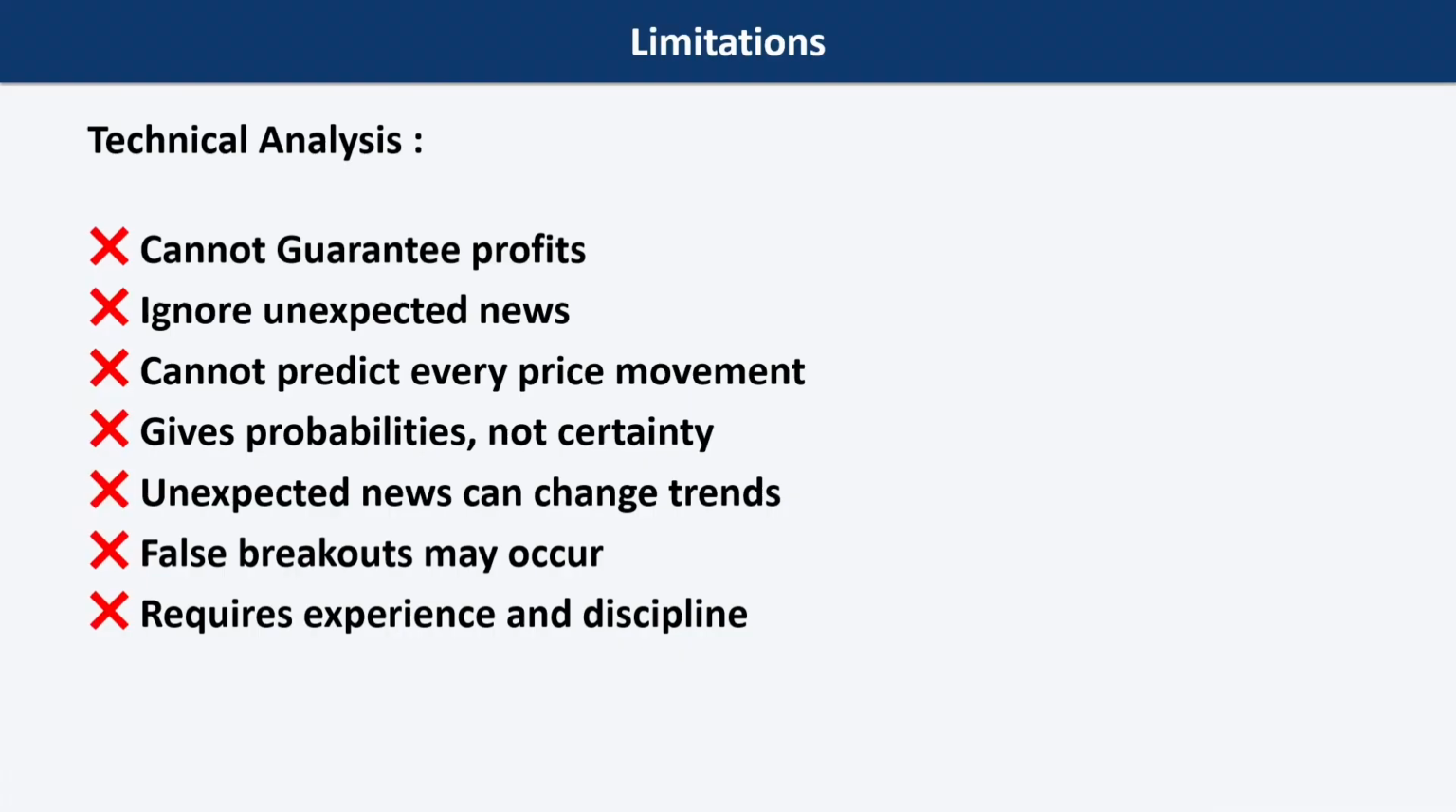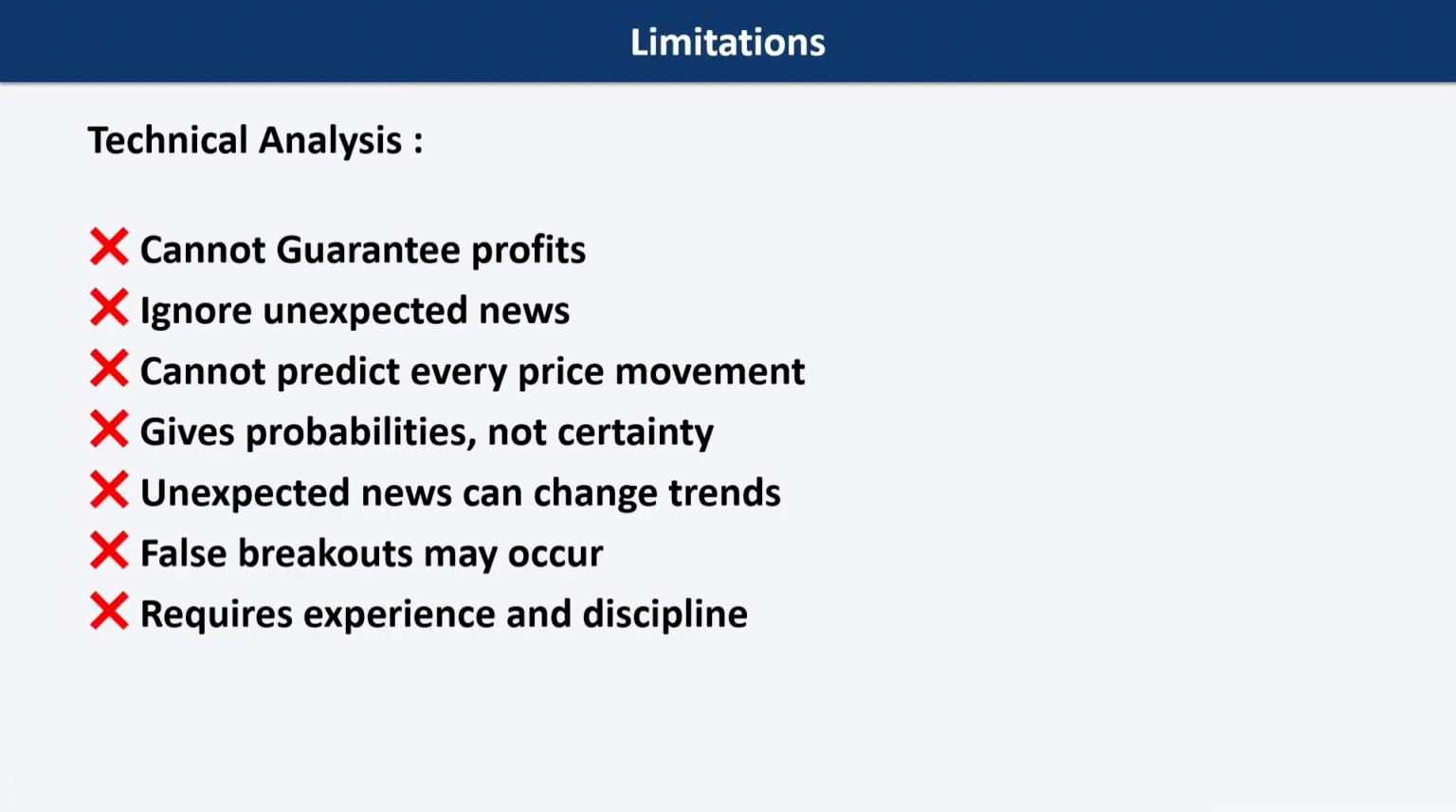Second one is what? Ignores unexpected news. Stock prices are affected not only by charts but also by unexpected events, right? Suppose a company announces fraud, or the government introduces a new policy, or suppose there is a global crisis. Even if the chart looked very bullish yesterday, the stock price may fall sharply today, right? So technical analysis cannot predict unexpected news.